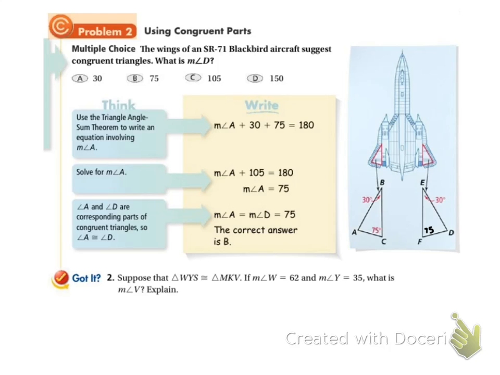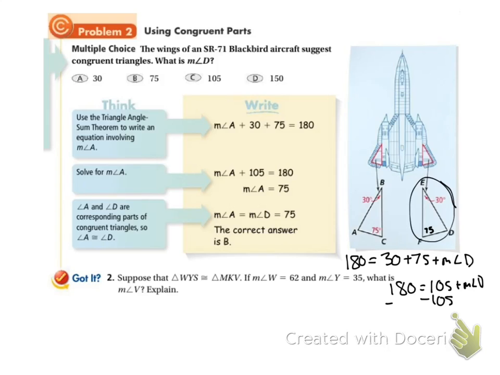So now if I'm looking for angle D, I have two measures in my triangle, so I can find out what that other angle is, because 30 plus 75 plus the measure of angle D needs to equal 180. 30 plus 75 gives me 105. And I can subtract 105 from both sides. And I get the measure of angle D is 75.